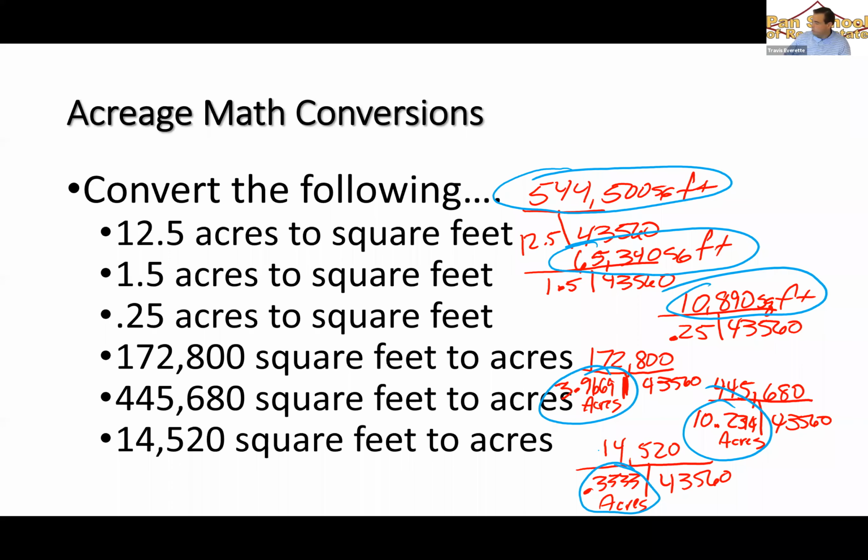Do those numbers look familiar? Is that about what everybody's coming up with when you make those conversions? Okay. That's all it takes to convert acreage to square footage and square footage to acreage. So you have to memorize 43,560.